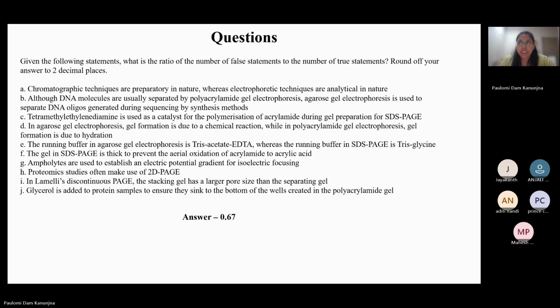So the expected answer of false statements is 4. So 4 by 6 is 0.67. That's how you need to report this value. So the false statements are A, B, D, and F, as someone I think had written. So I think most of you did write A, D, F. So let me explain each of these statements one by one. So the first one, which is stating that chromatographic techniques are preparatory in nature, while electrophoretic techniques are analytical in nature. If you understand the basic difference, this should be easy.